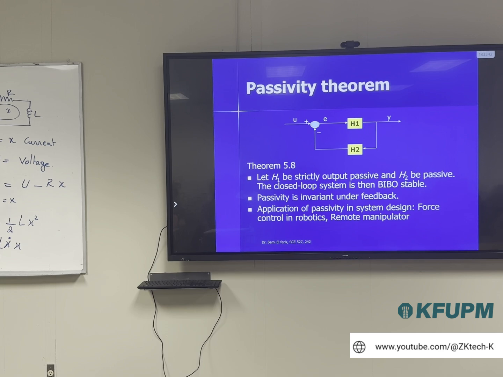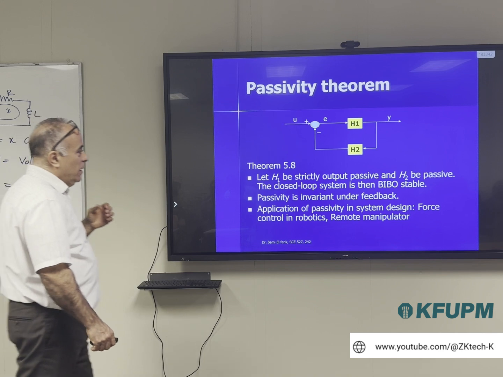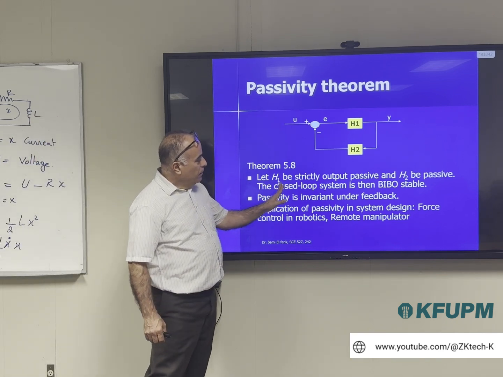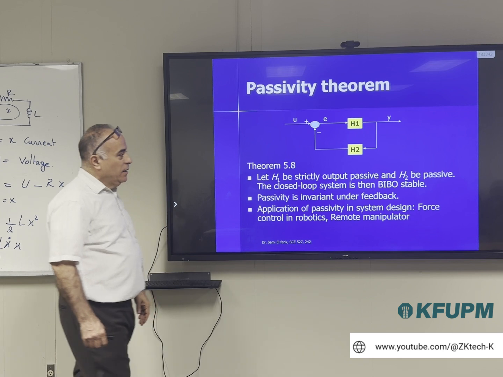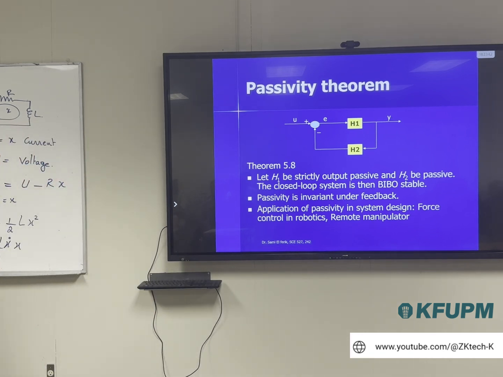If you remember, we talked about the small gain theorem, with gamma 1 and gamma 2, the gain of H1 and the gain of H2, and we said that the system is stable if 1 over 1 minus gamma 1 gamma 2 is positive or finite. Now we are looking at theorem 5.1. It says let H1 be strictly output passive and H2 be passive. So we have a system in closed loop. H1 is strictly output passive, SOP, and H2 is only passive. If we have this case, then the system is BIBO stable.